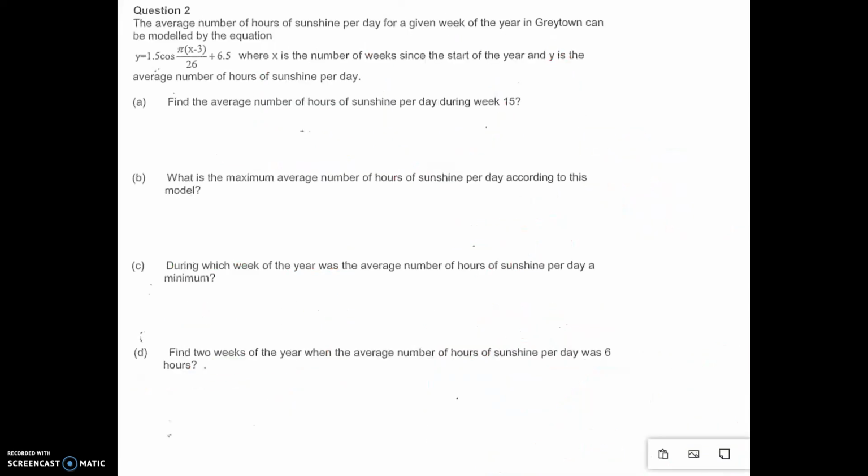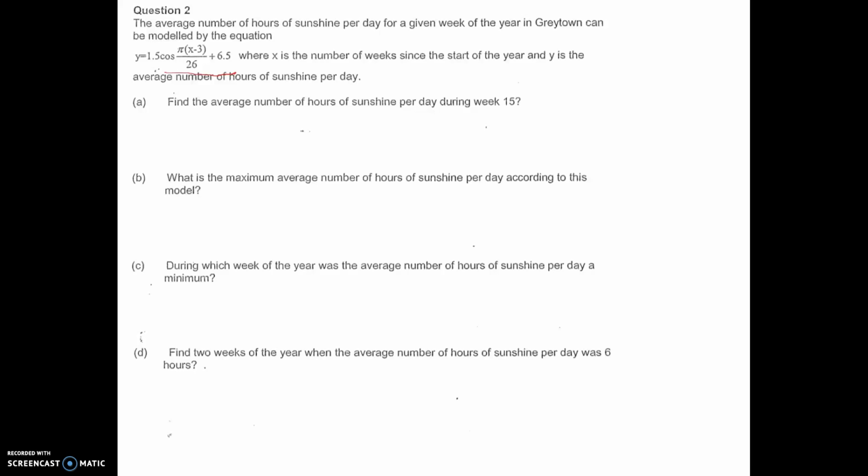Now we're going to answer a question that you might expect. So in this question, you are told the average number of hours of sunshine per day for a given week of the year in Greytown can be modeled by this equation here. X is the number of weeks since the start of the year, and Y is the average number of hours of sunshine per day. So the question: find the average number of hours of sunshine per day during week 15.